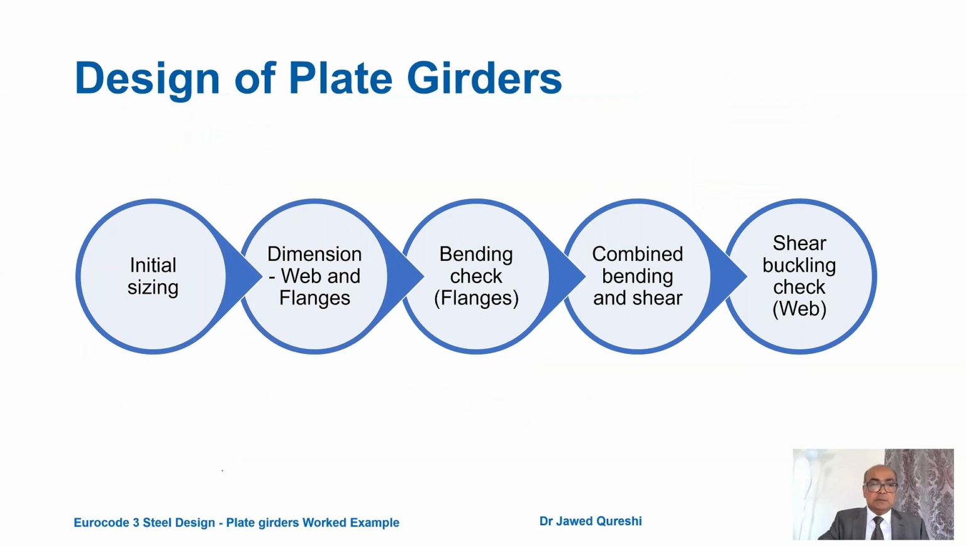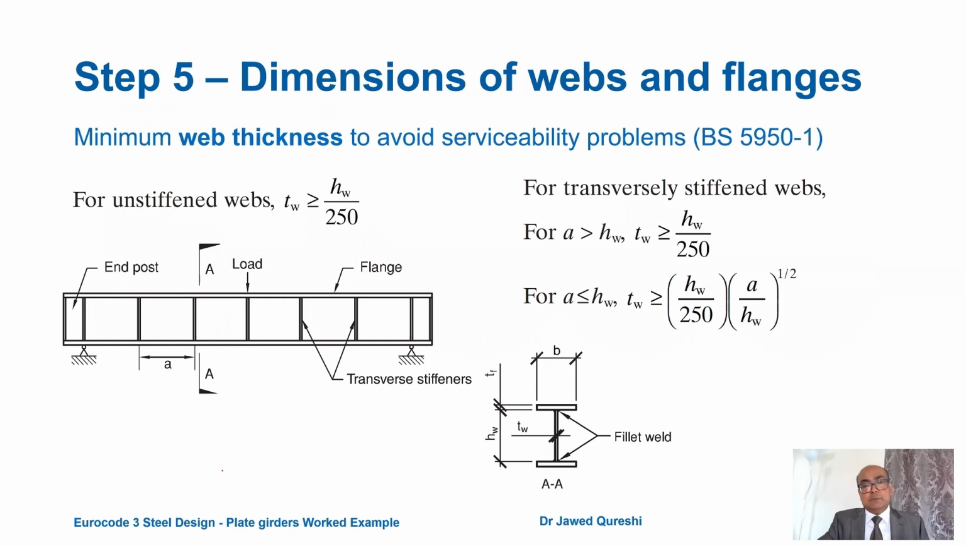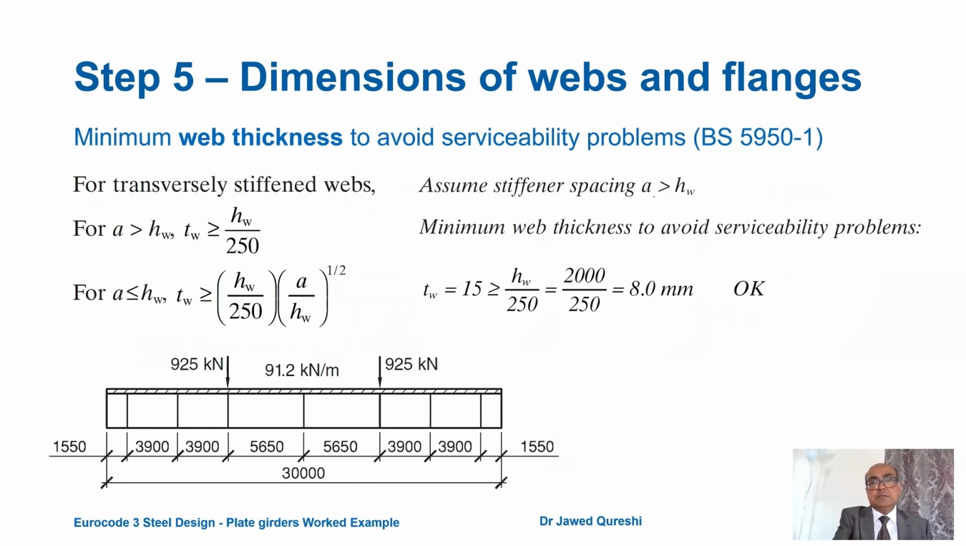In this 5-stage process, the next step is to dimension web and flanges. Minimum web thickness is needed to avoid serviceability problems like deflection. This is not given in Eurocode 3, so we're using BS 5950, the old British code, to work out this minimum web thickness. For unstiffened webs, it is HW over 250. For transversely stiffened webs, which will be our case, we'll be using these formulas. Let us assume that stiffener spacing is greater than HW. The minimum web thickness to avoid serviceability problems will be equal to HW over 250, which is 8 millimeter.